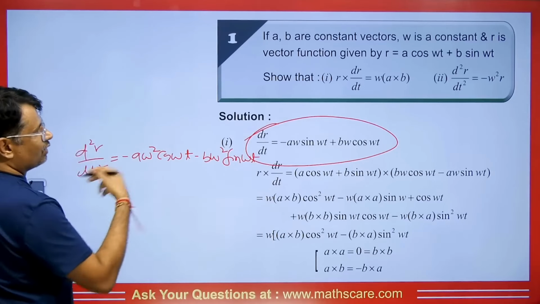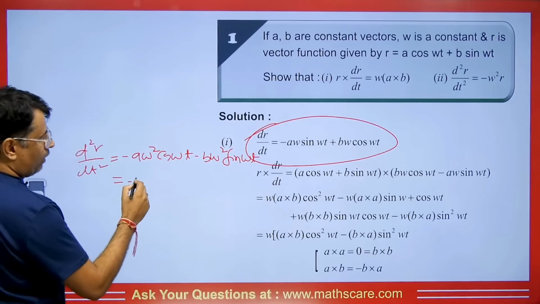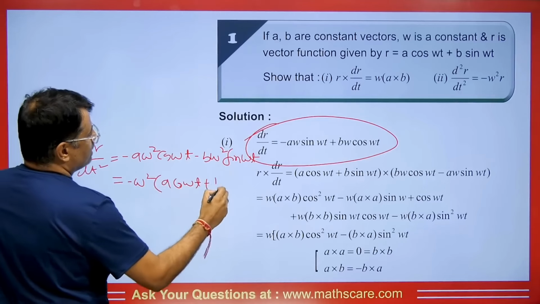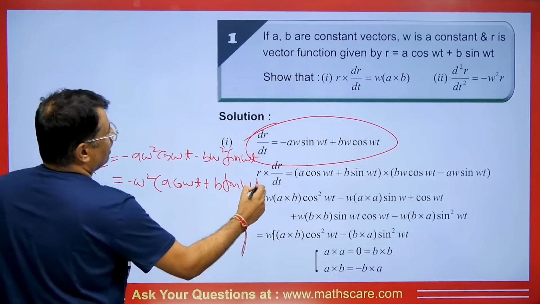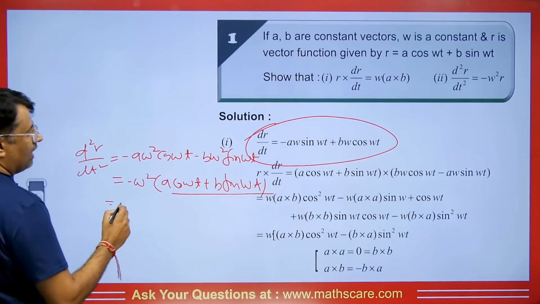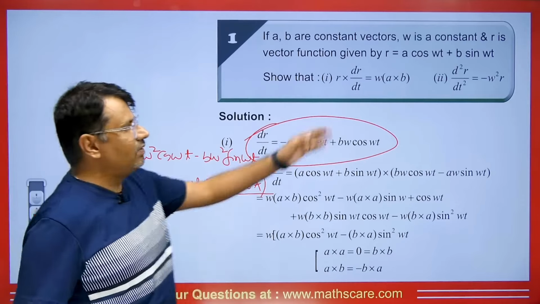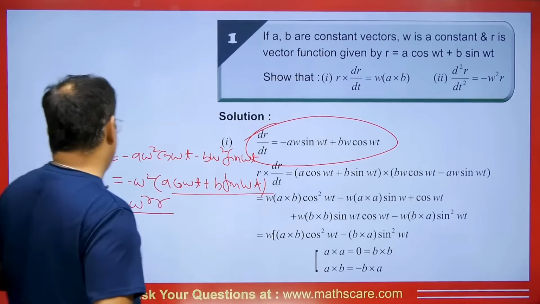We will take this out as common here. So minus omega square is common here. This will be a cos omega t plus b sine omega t, and what will its value be? Its value will be r. Then this will be minus omega square r. So this is the value we get. In this way, we can easily prove this.